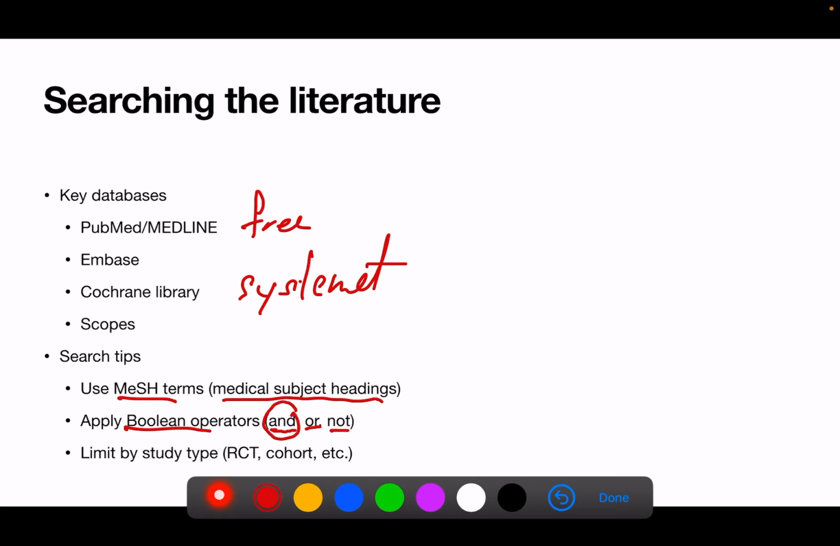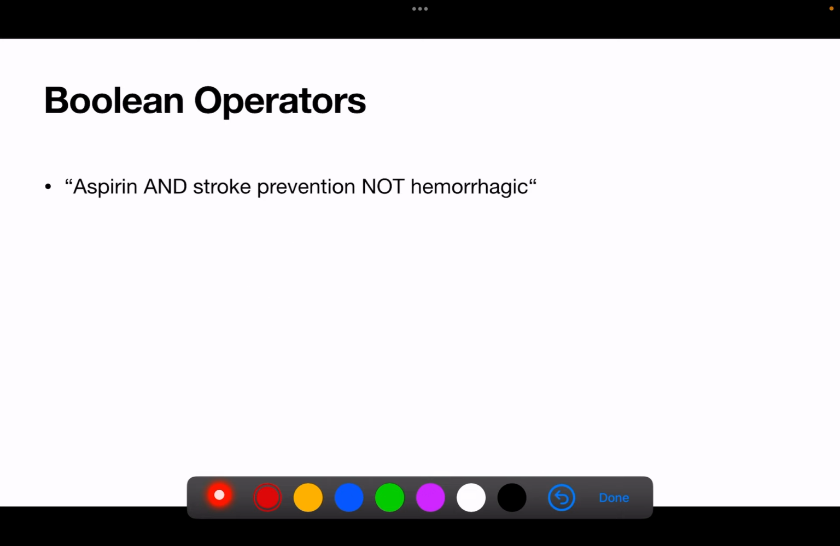And both terms must be present in the article, or either term must be present in the article for it to show up, and not you are trying to exclude a particular term from your search. So if the word comes up, then it's not going to come out in your results. And you may limit by study type like RCTs, cohort, etc. Boolean operators. So our Boolean operators are and, or, and not.